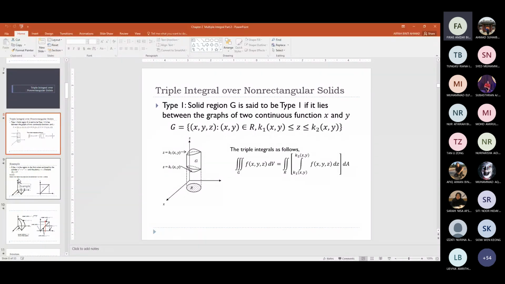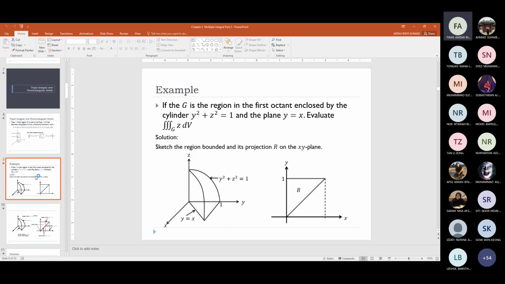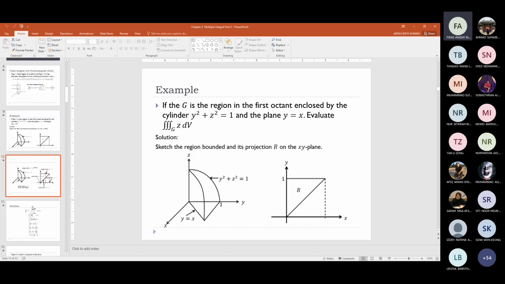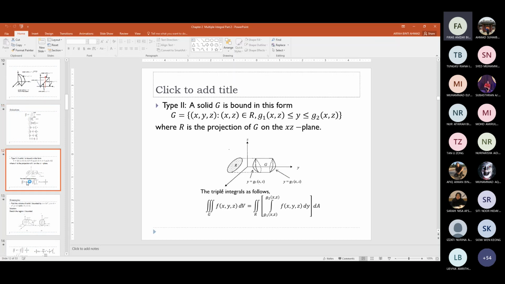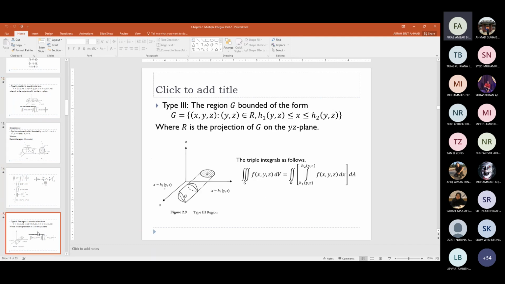Okay, a solid region G is said to be type 1 if it lies between the graphs of two continuous functions x and y. And then we have G is the region in the first octant, and then we have gone through this example. If you have a solid bounded in the form of this, R is the projection of G on the xz plane. Okay, and then we have type 3, the region bounded in the form of these solids.